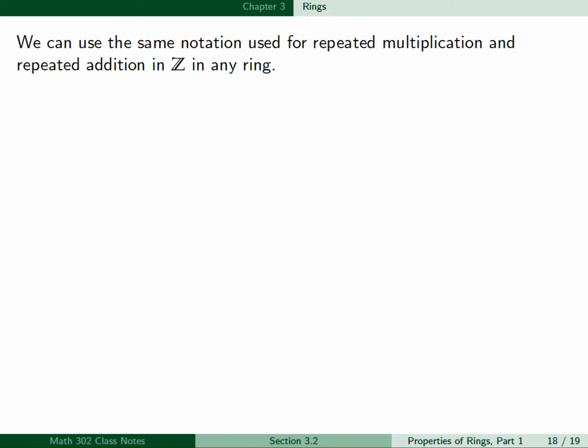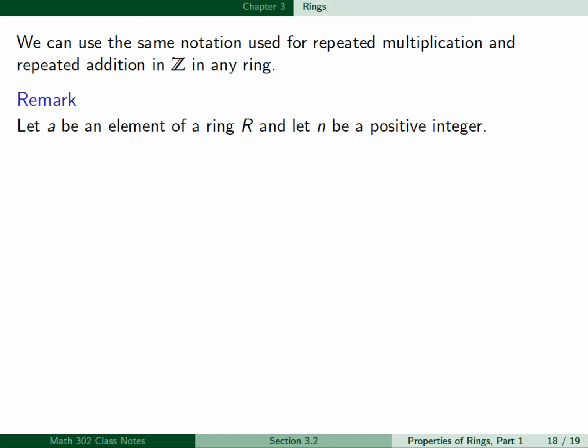Now, we're going to talk a little bit about notation, and we can use the same notation used for repeated multiplication and repeated addition in the integers in any ring. So if we let A be an element of a ring R and let n be a positive integer, we then define A to the nth power to be A multiplied times itself n times. So we have a product of A's with n factors.